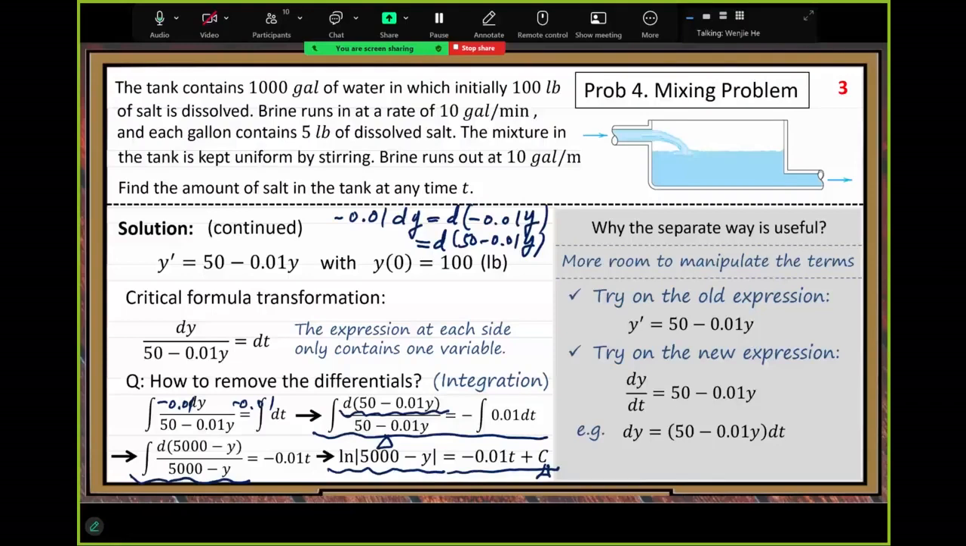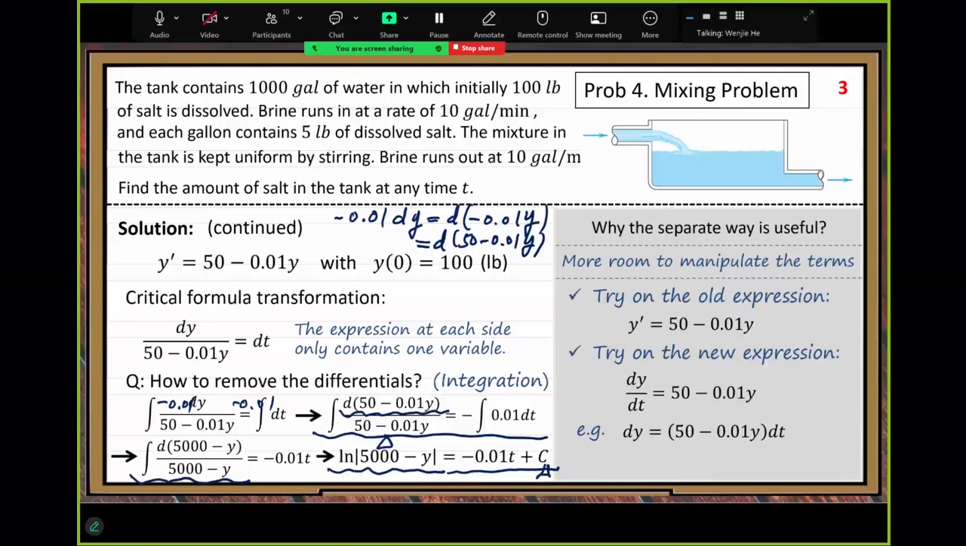So we're almost there. The last thing is we need to write the y function in an explicit form, not implicit form. Implicit form is not very convenient to use. So we want to have an explicit form, very easy to use.